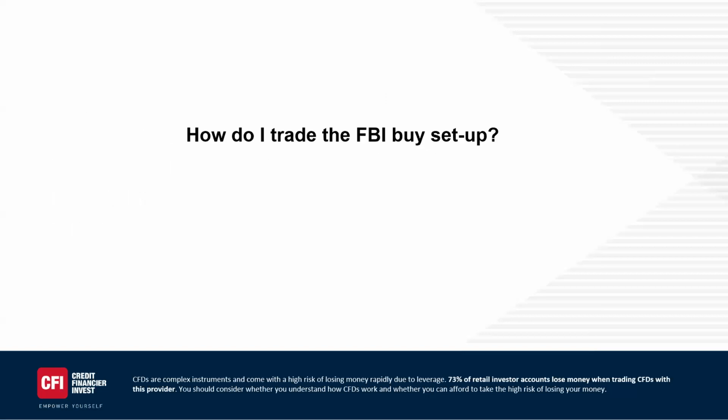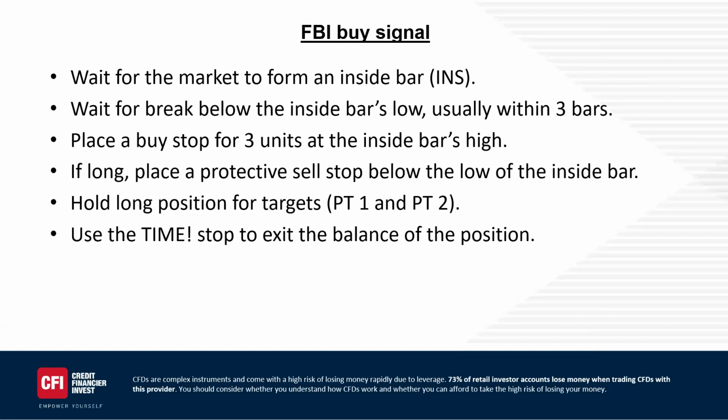Okay, let's take a look at the buy setup. So here's the buy setup for FBI. So how does the buy setup work? First of all, we need to wait for the market to form an inside bar, where the high is below the previous bar's high and the low is above the previous bar's low. Then we wait for the sellers to step in and break the low of that inside bar. I say usually within 3 bars because I want this to happen fairly quickly. Okay. Then if we get that, I place a buy stop for 3 units at the inside bar's high.